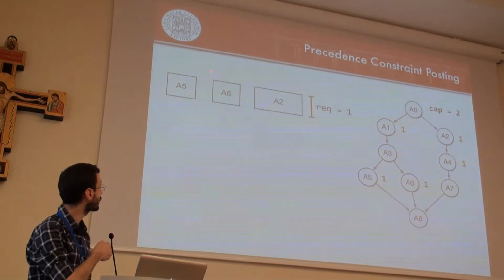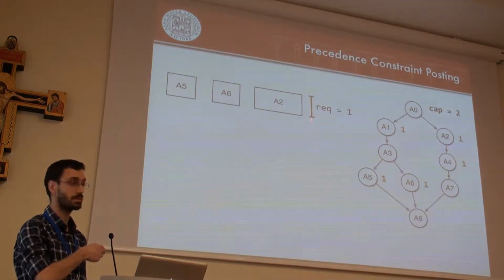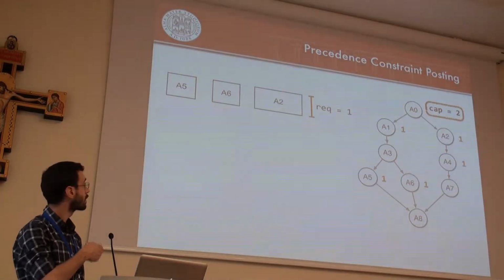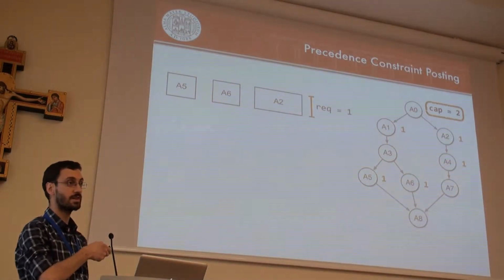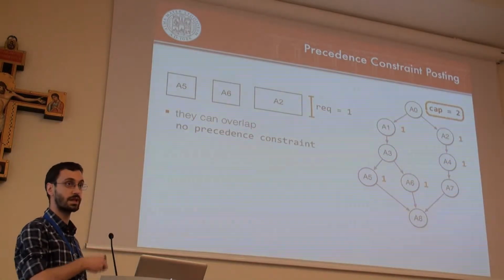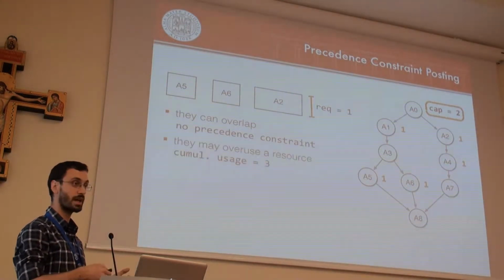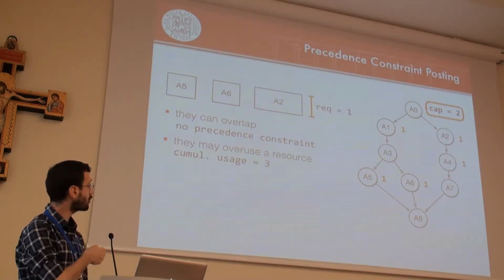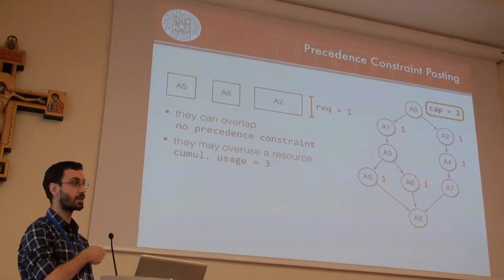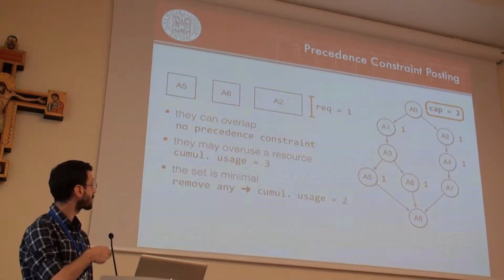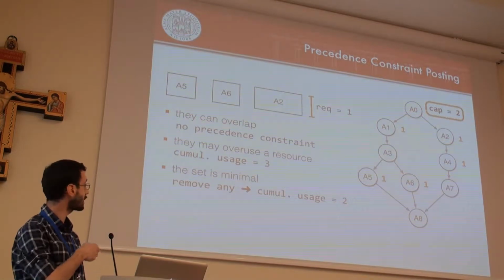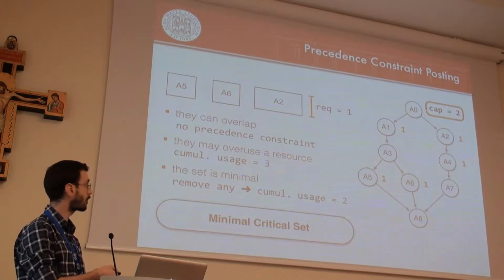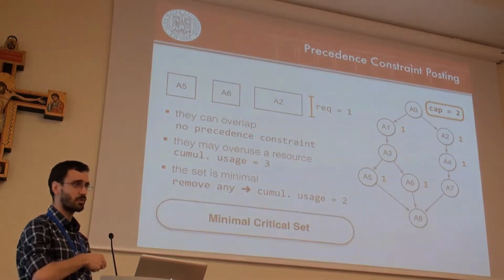Consider a set like this. You have A6, A5, A6, and A2. I'm assuming the capacity is 2, so this is now a cumulative scheduling problem. So let's look at this set. Those three activities, they are not connected to a precedence constraint, so they can overlap in time. If they do overlap, they will cause a resource overusage. If I remove even a single activity from the set, the overusage is no more. This kind of thing, a set like this, is called in the literature minimal critical set or minimal forbidden set in the OR papers.